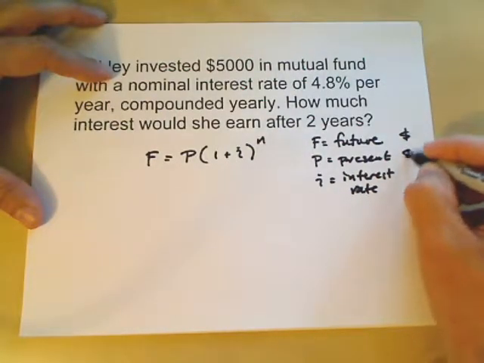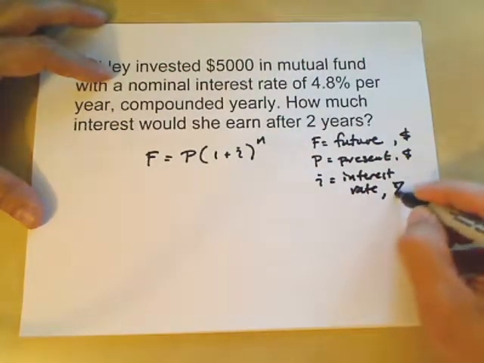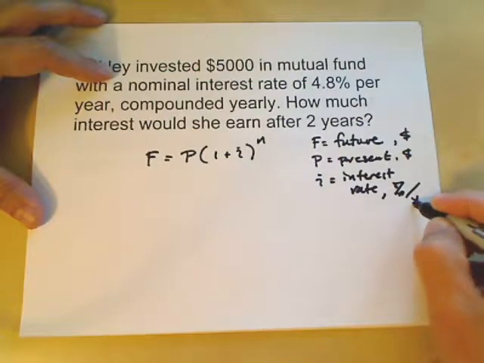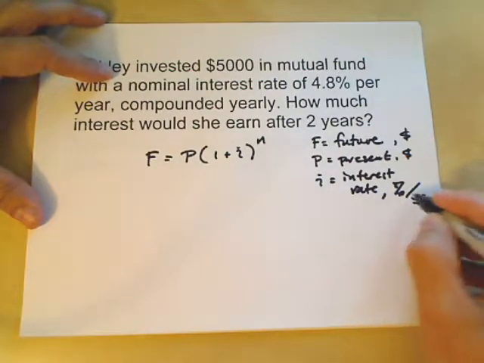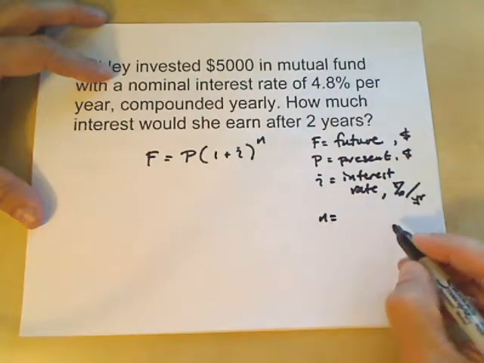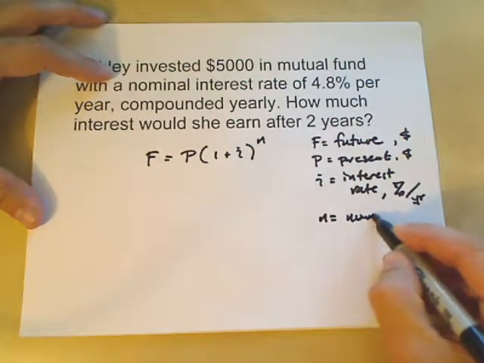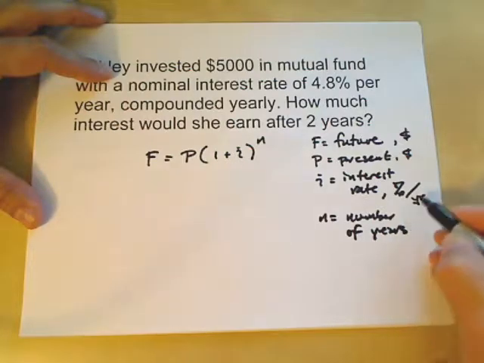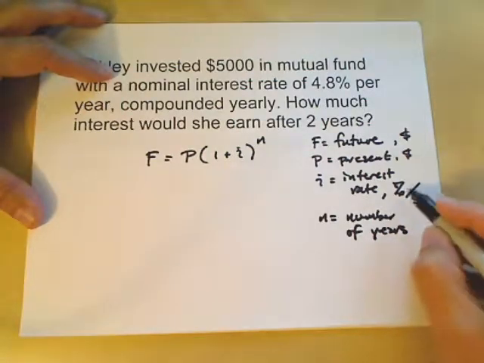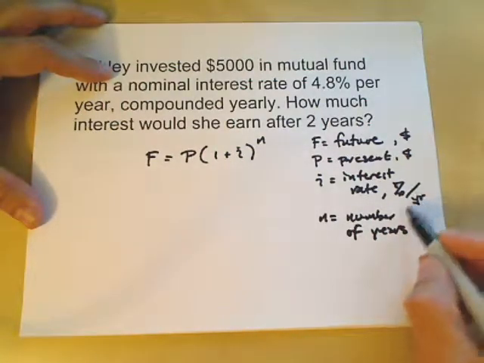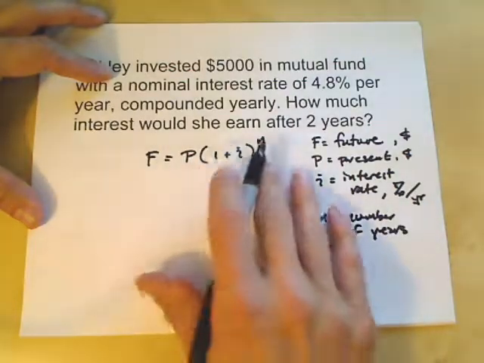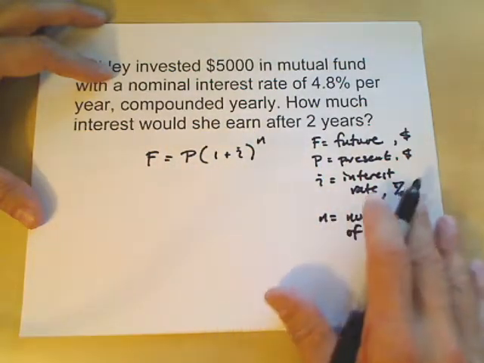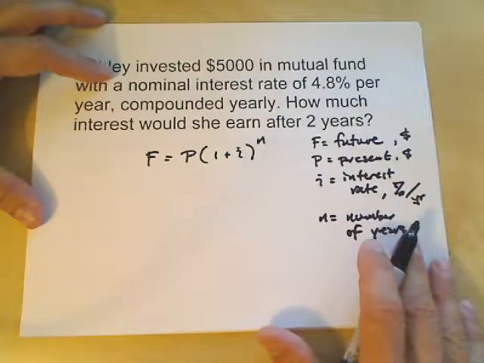So the units here are dollars, but the units here are percent per unit time, typically year. If no other time is specified, it's typically year. And N is the number of years, or it could be months if the interest rate is expressed in terms of month. N and I must be, in this formula, expressed in the same time units.